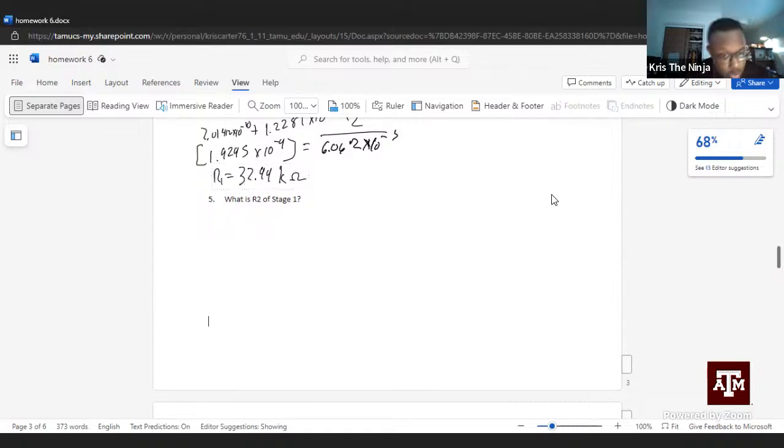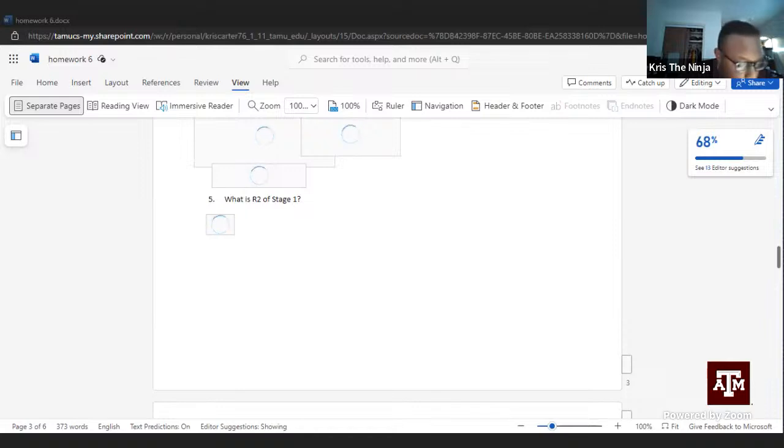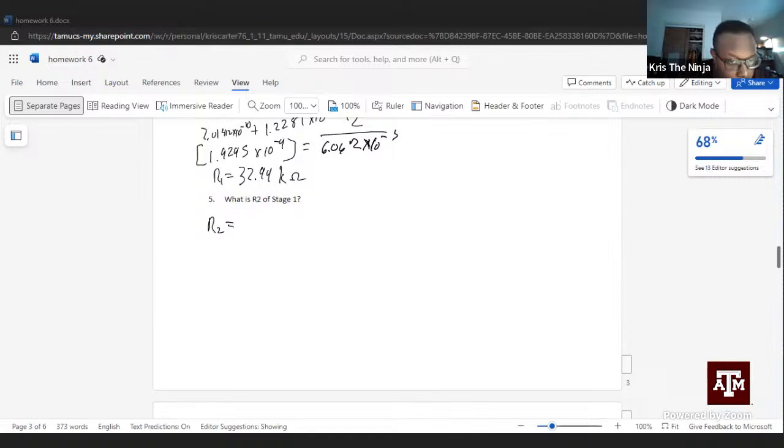Then it's asking what is R2 of stage one. Forgot what R2 is. So R2 is a much shorter equation, and it doesn't take a long time to get to these smaller equations. So R2 is B times C1 times C2 times R1 times omega C squared, and that's one over that.